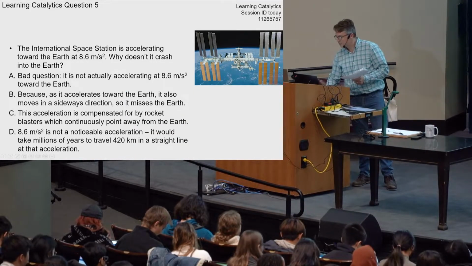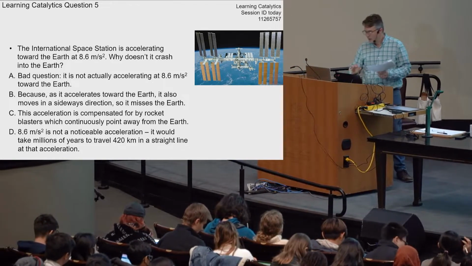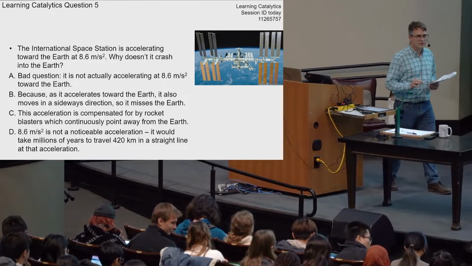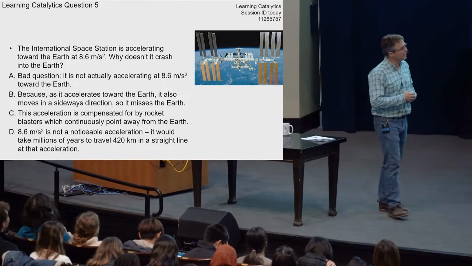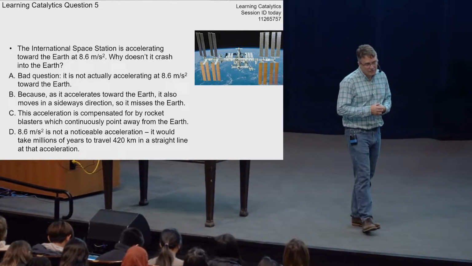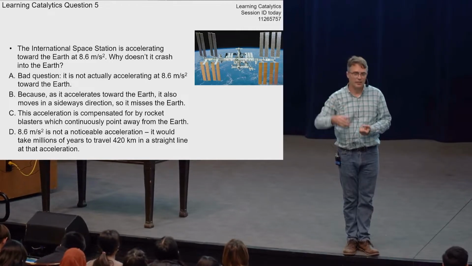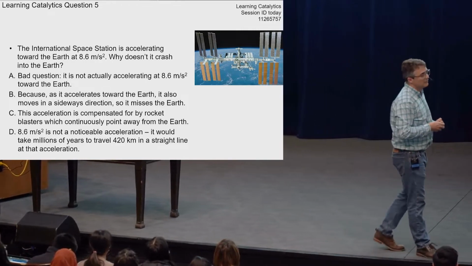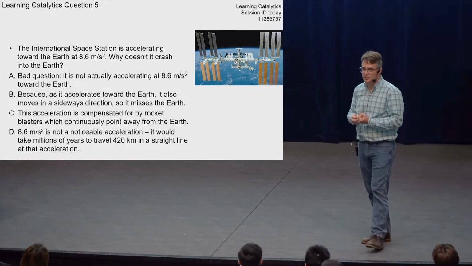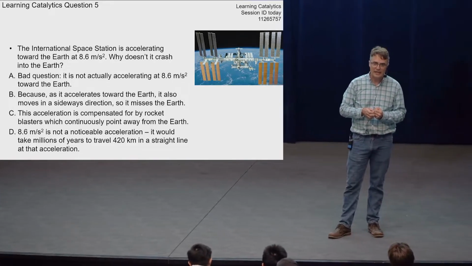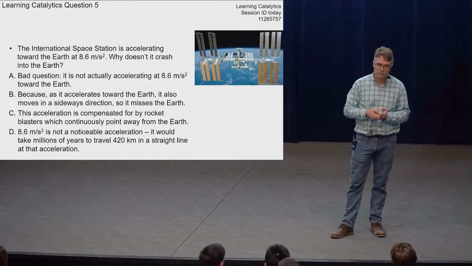Okay, here's another question. Let's keep going through these. I actually found that this radial acceleration is 8.6 meters per second squared. And also, if it's influenced by gravity, but just a little less gravity, then you would say that Jessica and the whole crew of the International Space Station is accelerating towards the center of the Earth at 8.6 meters per second squared. So why doesn't it crash?